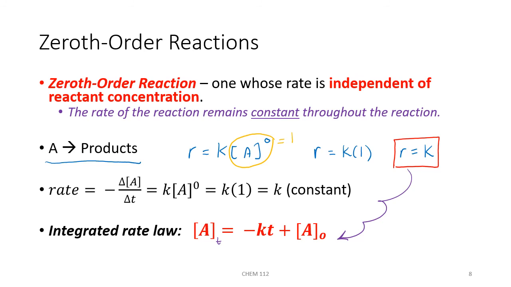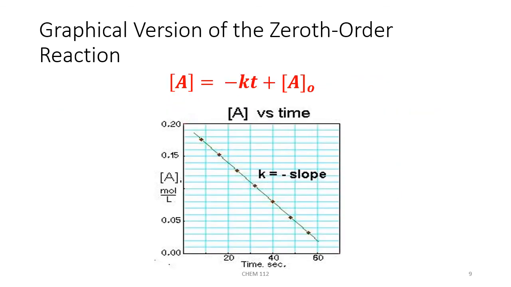This is already written in slope-intercept form. So we have y equals mx plus b. On y, we would graph the concentration. On x, we would still graph time. And we should expect a straight line with a negative slope equal to k. So here we see the graphical version of a zeroth order reaction. On the y-axis, we just have concentration, not 1 over concentration or natural log of concentration, just concentration. And on the x-axis, we have time as usual.